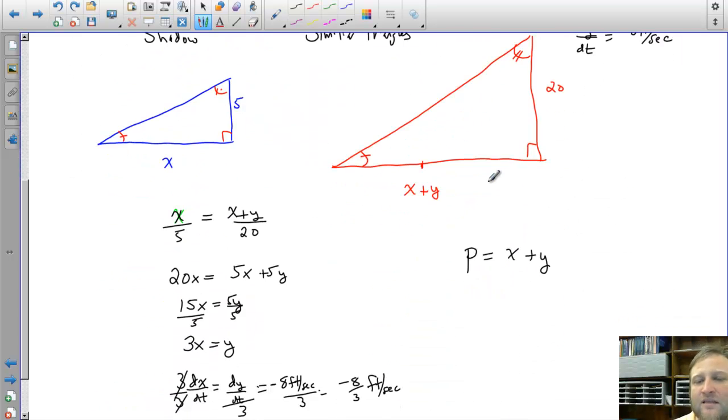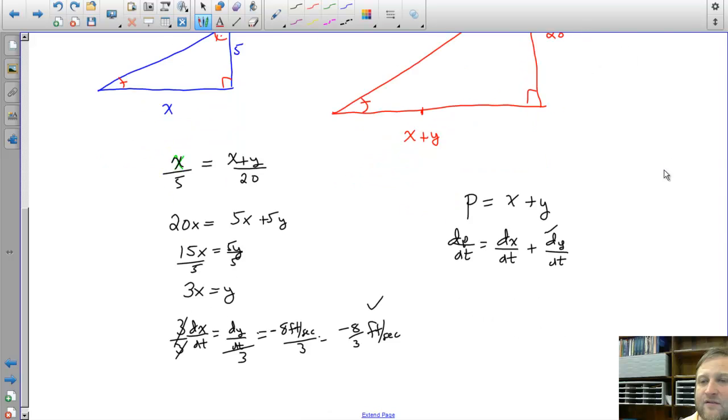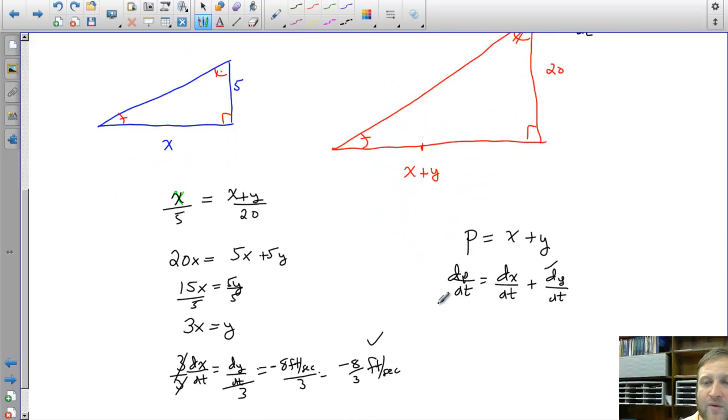So let us take the derivative of this implicitly. Take the derivative of P with respect to time. We're going to have dP over dt is equal to the derivative of x, which is dx over dt, plus the derivative of y, which is dy over dt. dP over dt is what we're looking for. We know dx over dt and dy over dt from up here. So all we have to do is figure it out.